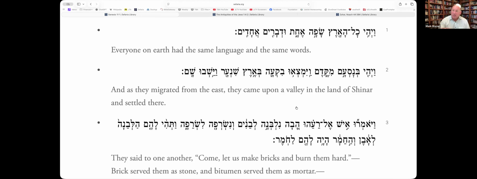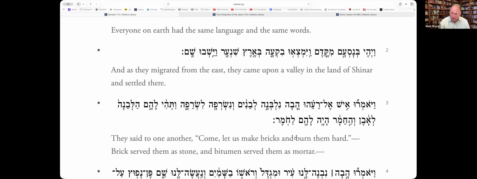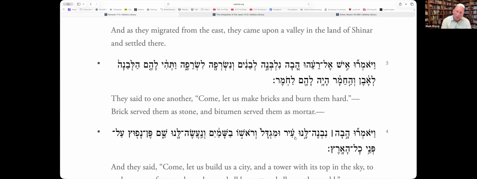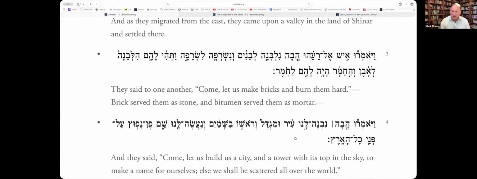And of course, the Midrash here is hinting at this idea that they went backwards, going back to what they were like before the flood. And so God has to get involved again. Now, the rabbis also point out what's going on here with the construction, right? That they're making bricks and they're burning them hard, right?